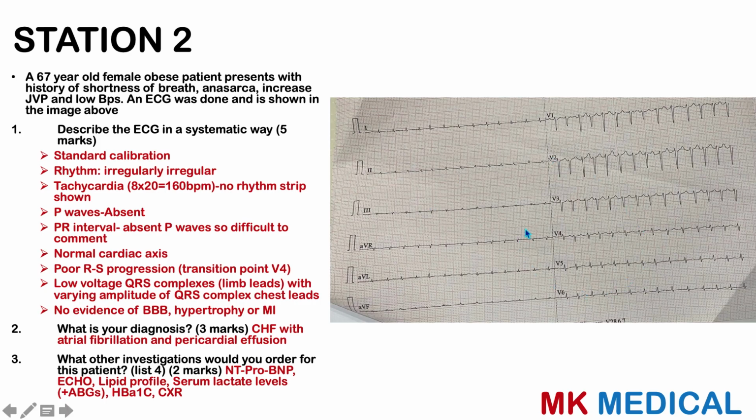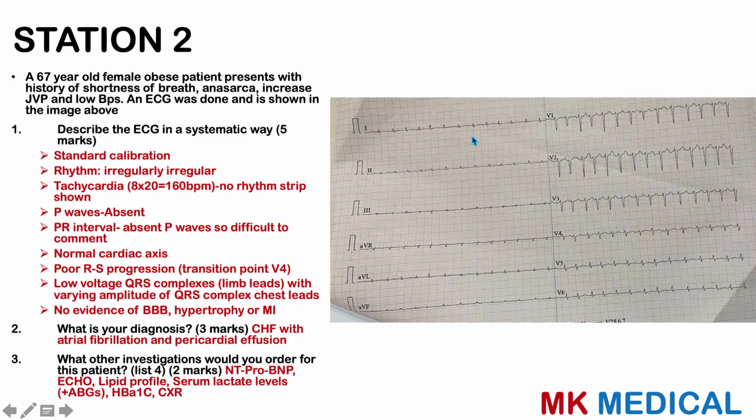In terms of our R wave progression, we can see lead 3 facing downwards. That's already a poor R wave progression. Even when we come to the precordial leads, you can see V1 and V2 are predominantly facing downwards. The transition point is actually found at V5, not really V4. V4, V5, that's where the transition point actually is. But generally this is a poor R wave progression.